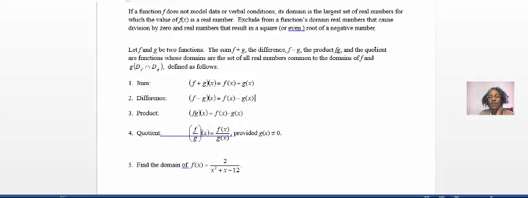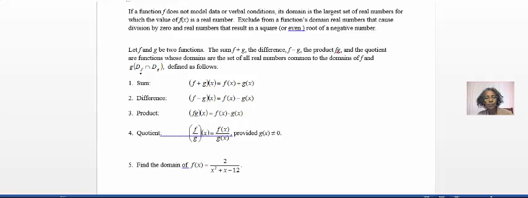We need to exclude from a function's domain real numbers that cause division by zero and real numbers that result in a square or even root of a negative number. So we'll see that as we go along and look at some of the examples in this worksheet. If f and g are two functions, the sum, the difference, the product, and the quotient are also functions whose domains are the set of all real numbers common to the domains of f and g.